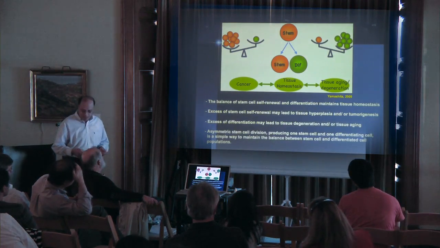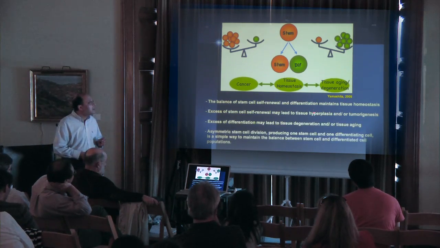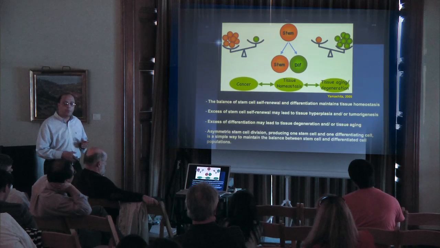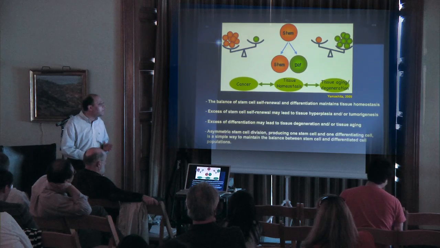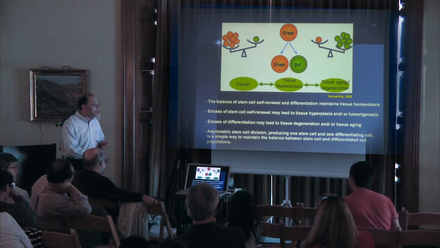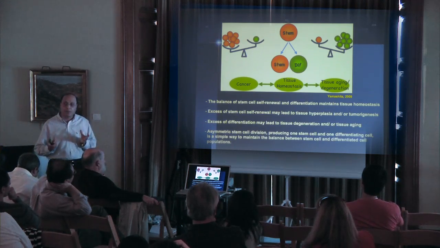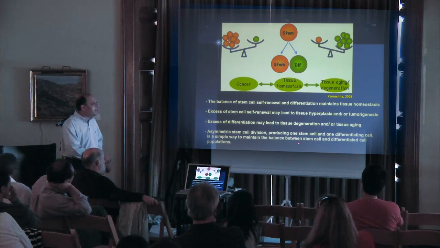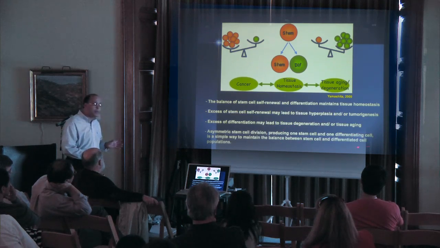So what's the importance of this balance? The balance between stem cell renewal and differentiation maintains tissue homeostasis. Abnormal increase of stem cell renewal may lead to tissue hyperplasia or tumor formation, while an excess of differentiation may lead to tissue aging or tissue degeneration. The basic mechanism which maintains this balance between cell renewal and differentiation is asymmetric cell division, because asymmetric cell division produces one daughter cell which acquires stem cell fate and another daughter cell which has a differentiation fate.